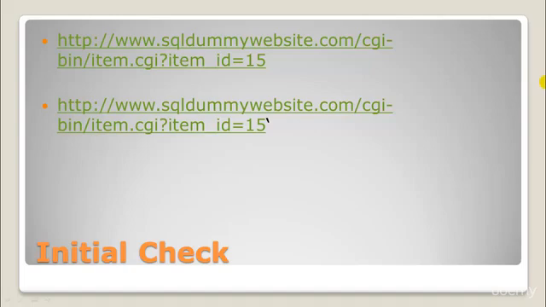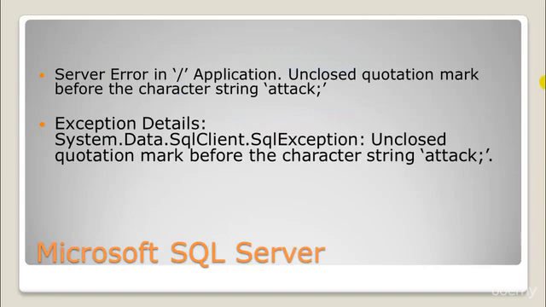So what you need to do is, let's say you have searched a website using inurl:item_id=, and one of the search results shows you a website like http://sql.dummywebsite.com/cgi/bin/item.cgi or something like that. You just need to add a single quotation mark at the end of the URL, and just to ensure, it is a single quotation mark and not a double quotation mark. So now your URL will become something like sql.dummywebsite.com/cgi/bin/item.cgi?item=15'.